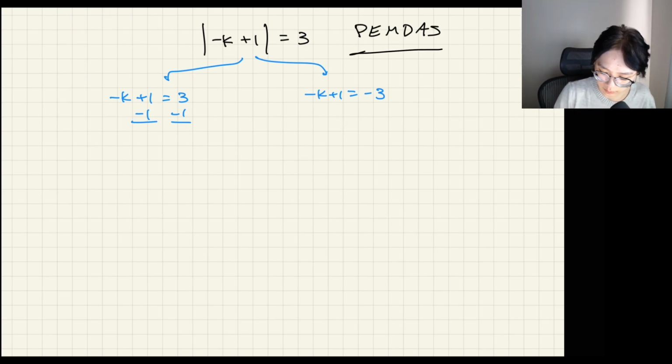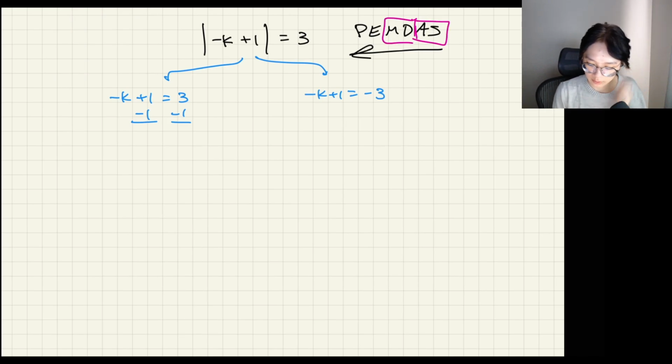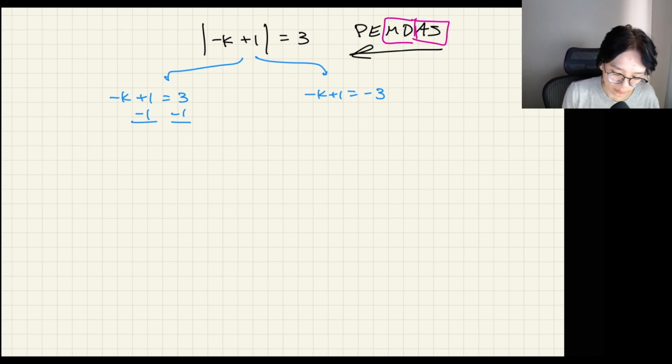PEMDAS. Same thing as two-step stuff. Addition, subtraction first. So subtracting 1 first, negative k is equal to 2. As a reminder, negative k is the same thing as negative 1 times k.